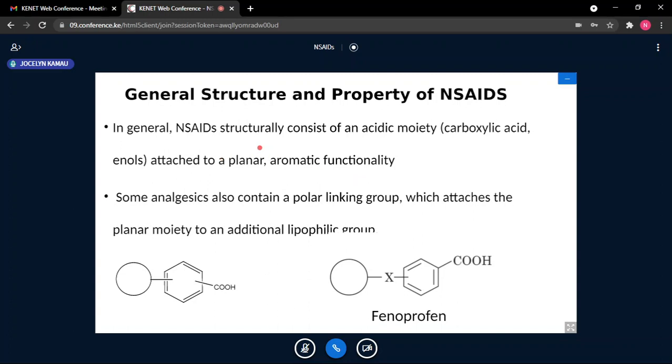So look, the first one is planar. It is in the same plane as this group that is coming in. Some analgesics also contain a polar linking group which attaches the planar moiety to an additional lipophilic group. This is like this one. I've given fenoprofen, which has an X. It can be an oxygen, it can be a carbonyl group. Fenoprofen has an oxygen as an X. That can happen.